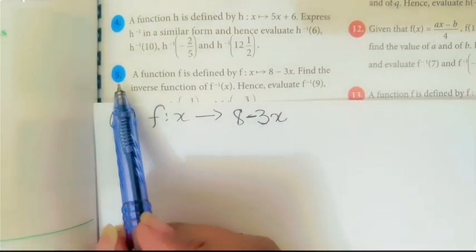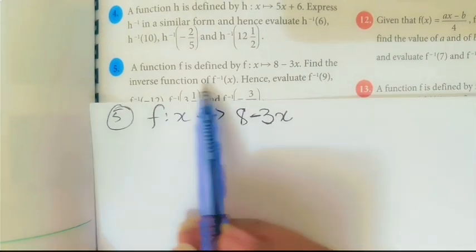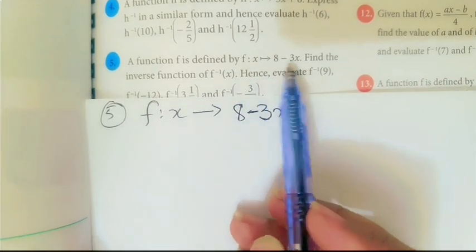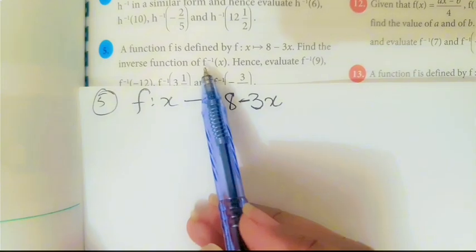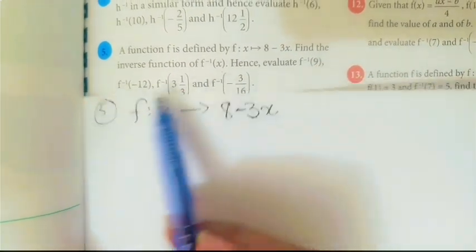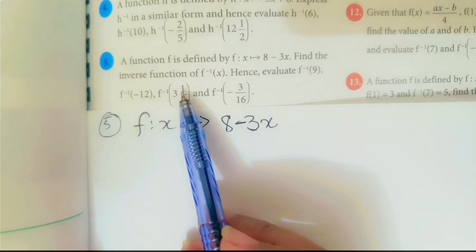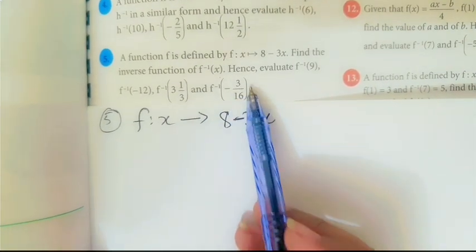Dear students, this is question number 5. It's exercise 5b, book 4, 8th edition. A function f is defined by f(x) = 8 minus 3x. Find the inverse function f inverse of x. Hence, evaluate f inverse of 9, f inverse of minus 12, f inverse of 3 whole 1 upon 3, and f inverse of minus 3 upon 16.